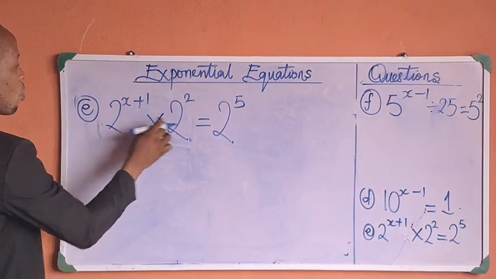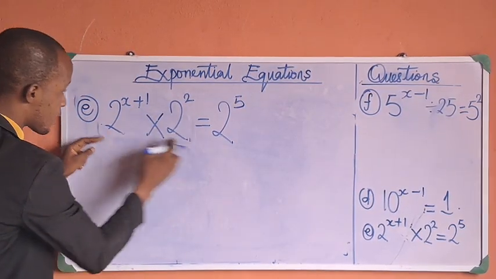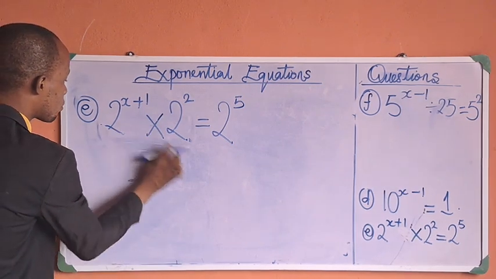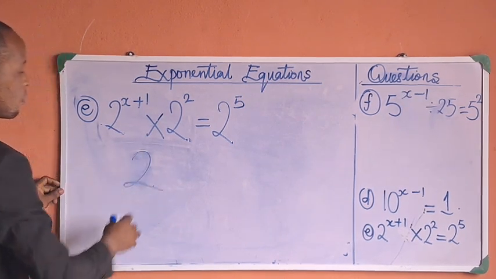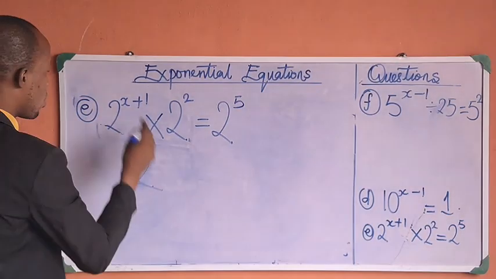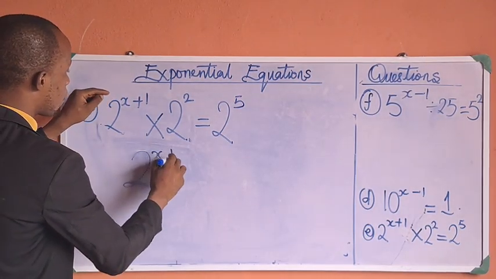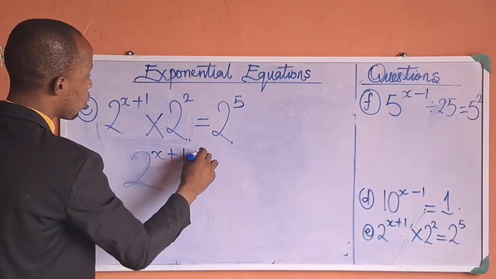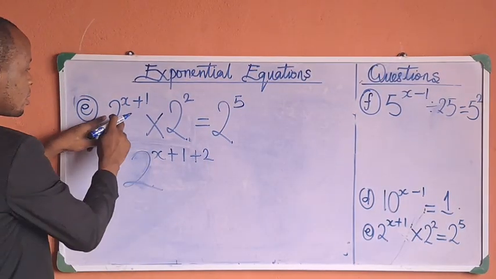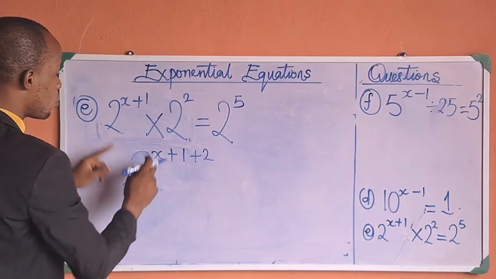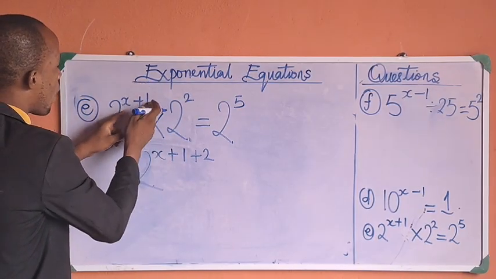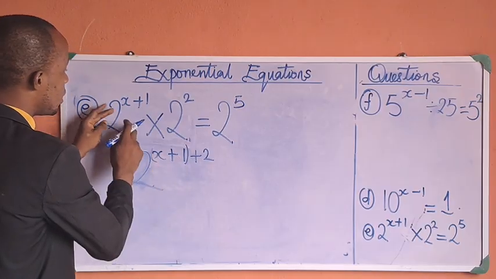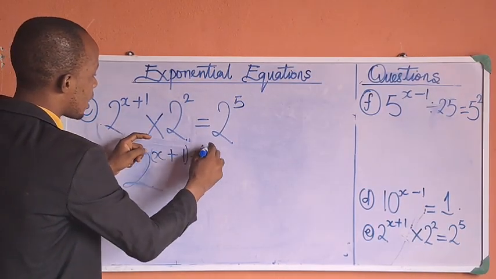So we are picking one of the two bases on the left side of the equation, 2, and then what do we do to their power? We have x plus 1, then we are adding it to 2. Don't forget, the two bases are common. We pick one, and this is the power of the first one, and the other power is this, and that is what we have done.